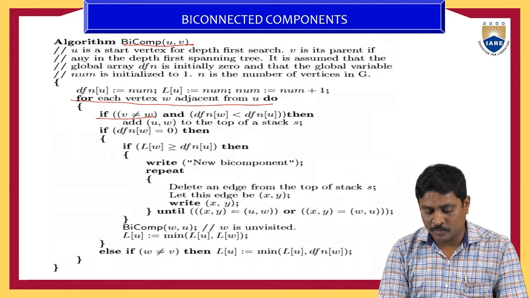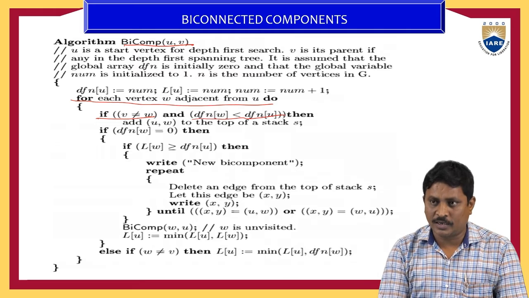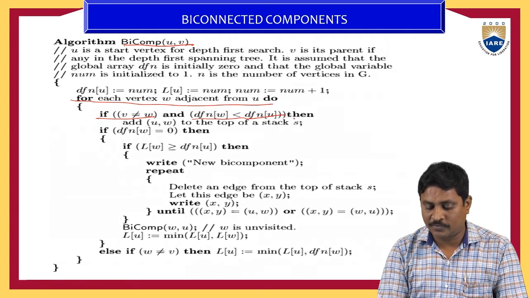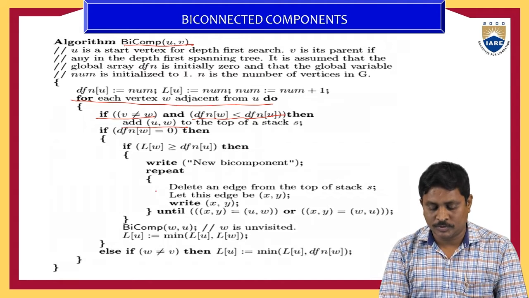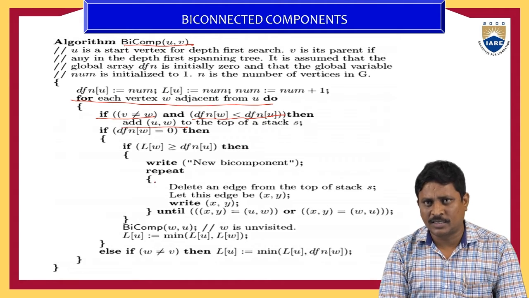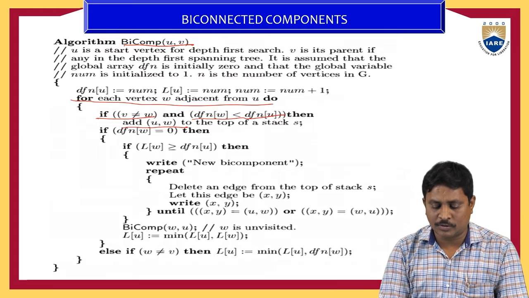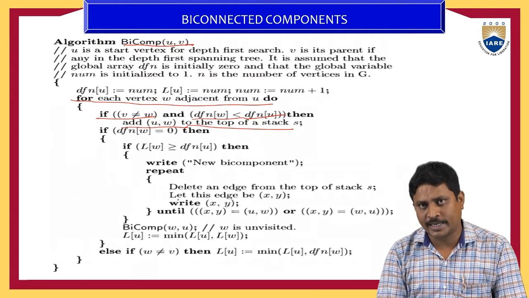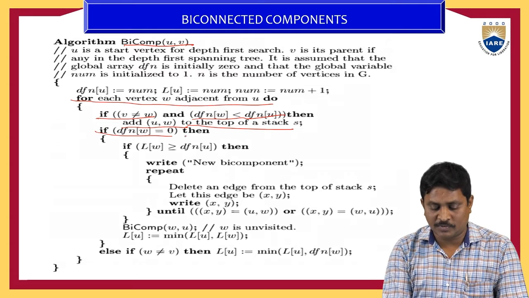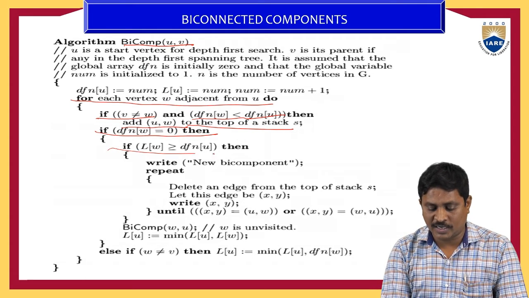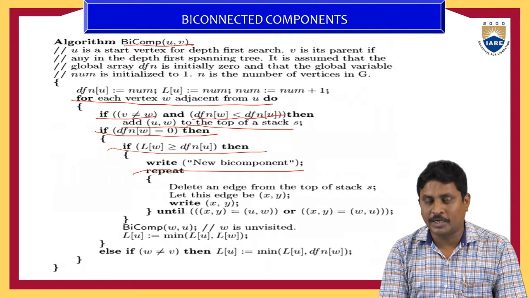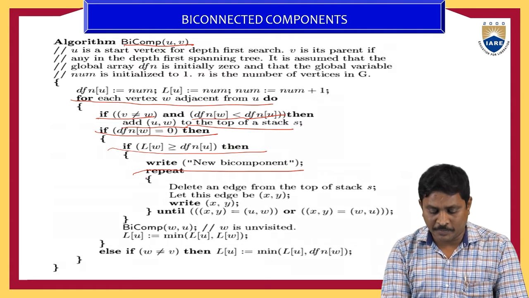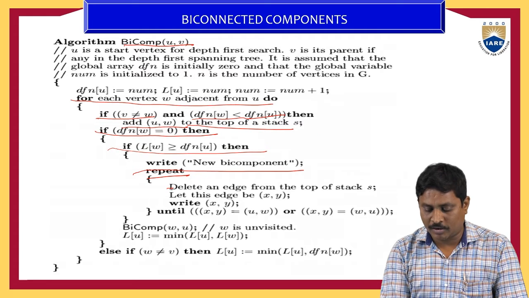If v is not equal to w and dfn of w is less than dfn of u, then add (u, w). That means here both adjacent vertices are connected. Then add (u, w) to the top of stack S. If dfn of w equals 0, then if L of w is greater than or equal to dfn of u, then write the biconnected component. I repeat this for all the vertices.